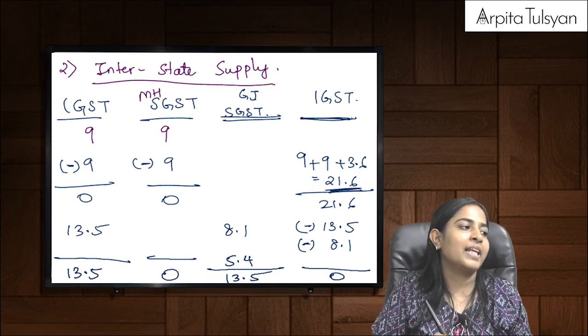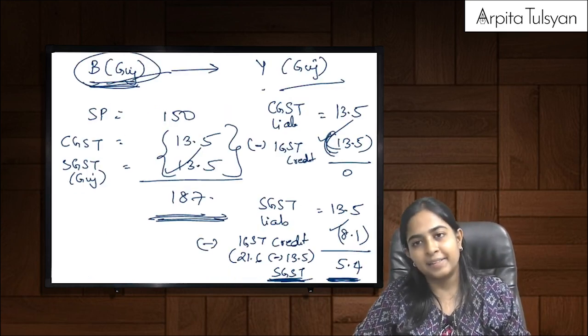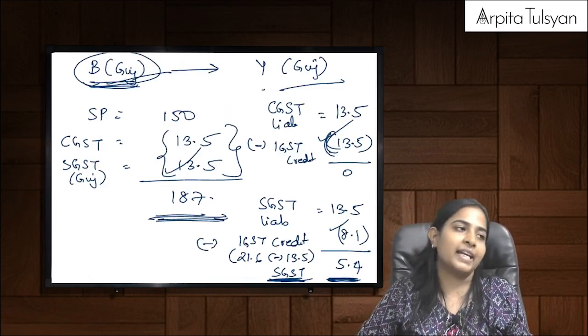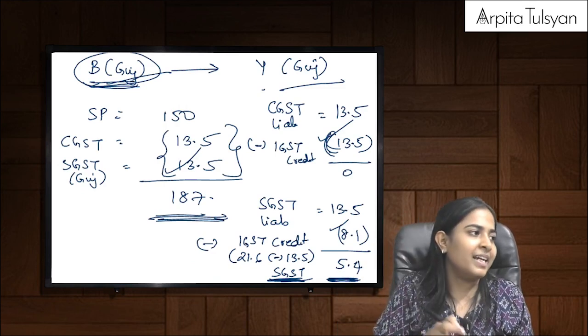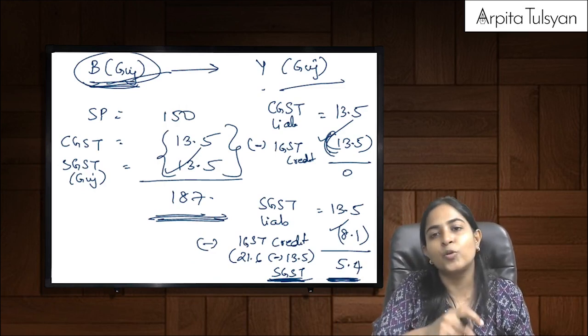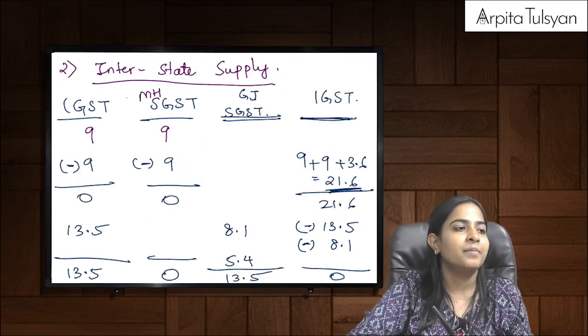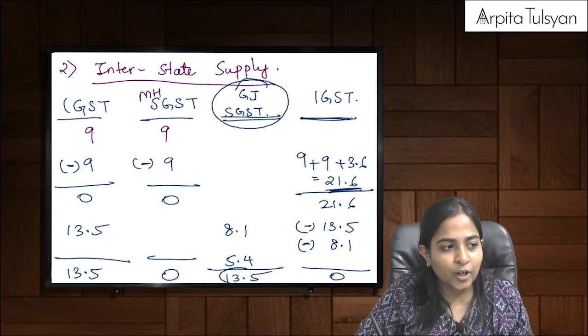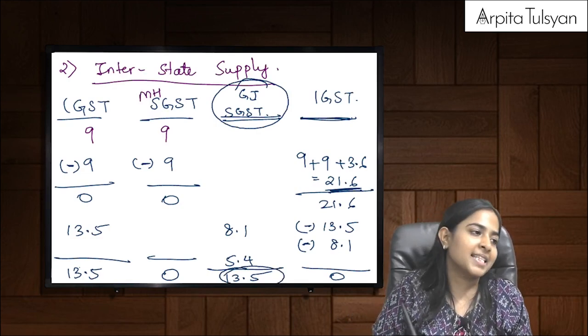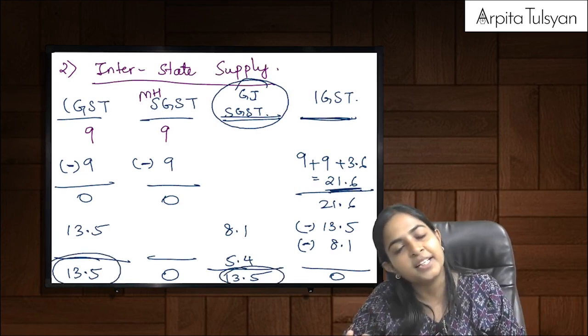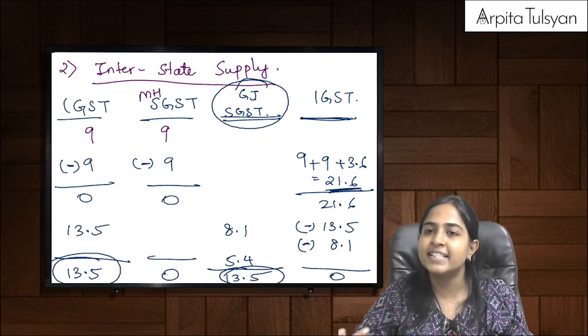Ultimately, can you now tell me where the goods are lying? The goods are lying in Gujarat, right? So which state government should get money? Gujarat government should get money. Gujarat government has got its share of 13.5 and center has got its half share of 13.5. Rest all the accounts are zero automatically.